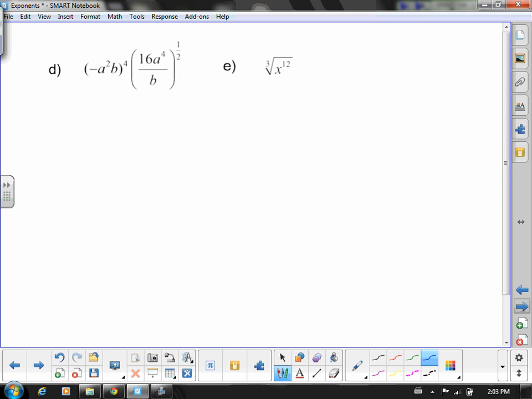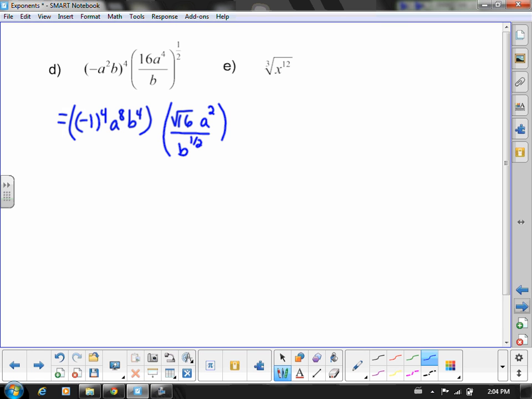All right, I believe we're getting close to the end of these examples. So I'm going to have, that negative is like negative 1. So I have negative 1 to the power of 4, a to the 8, b to the 4. So that's the first bracket. Then I'm going to have that half is going to be impacting both values. So I'm going to have the square root of 16, since that's what 16 to the power of half is. I'm going to have a squared over b to the 1/2.